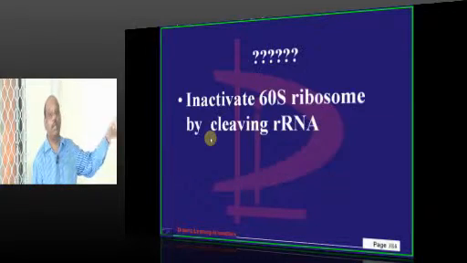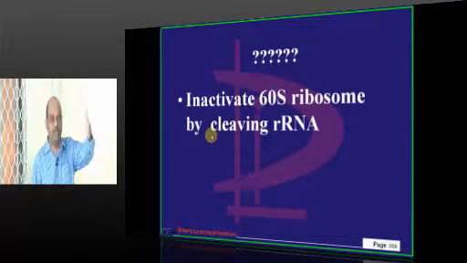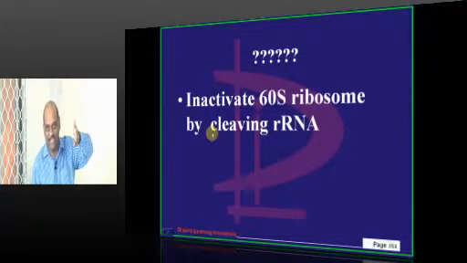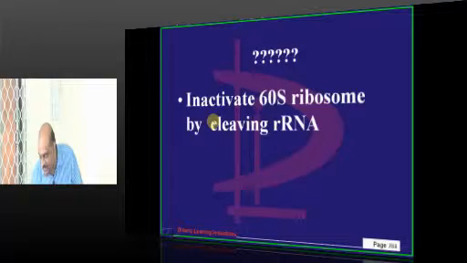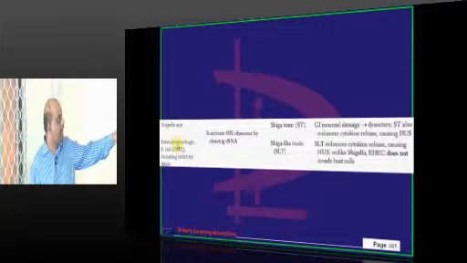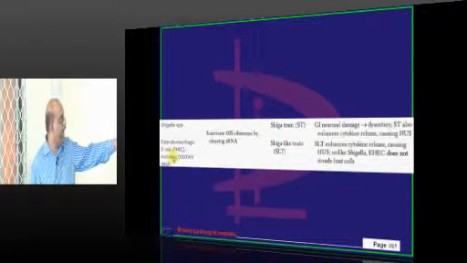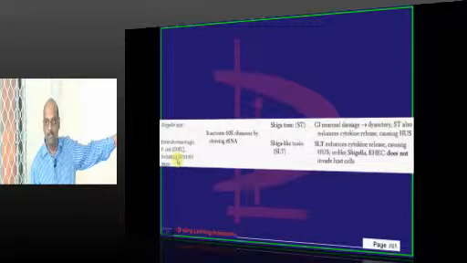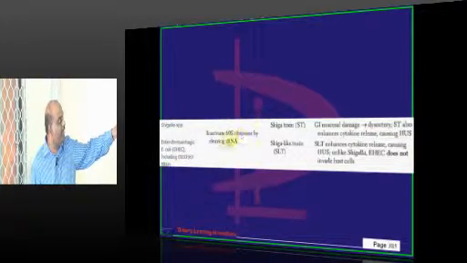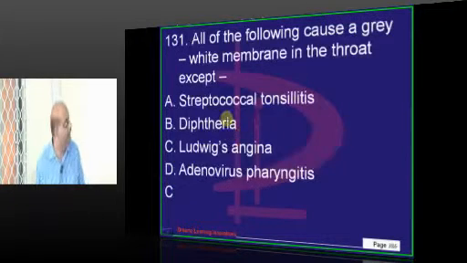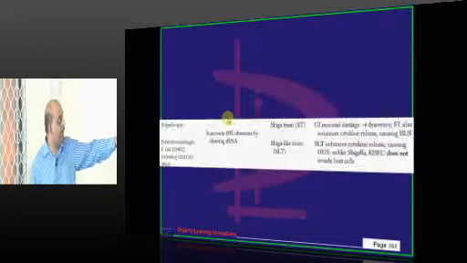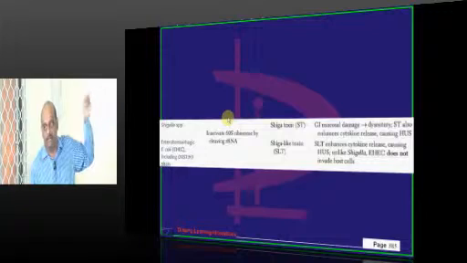See doctor, oh sorry, which organisms? I forgot, I said antibiotics, right? So two organisms, I am sorry about it. Shigella and enterohemorrhagic E. coli. Don't forget, they will inactivate the 60S ribosome by cleaving rRNA. Instead of saying organism, I said antibiotic. Okay, all right. But this is going to be the favorite question of the examiner. Be very sure.